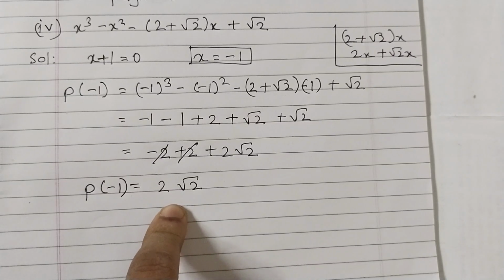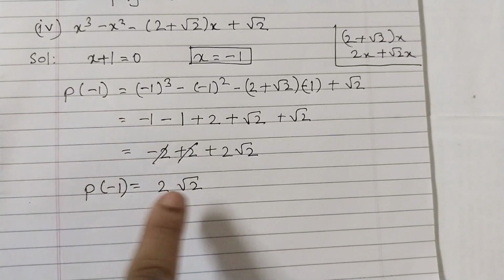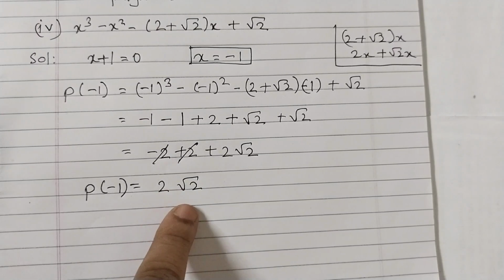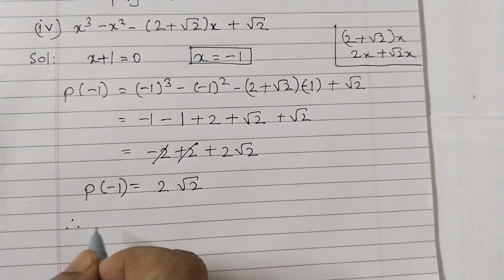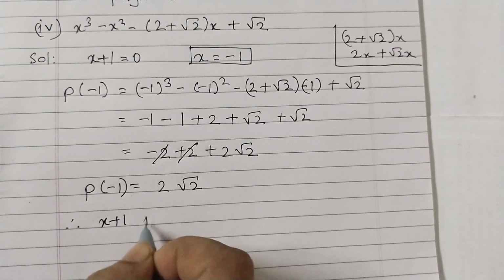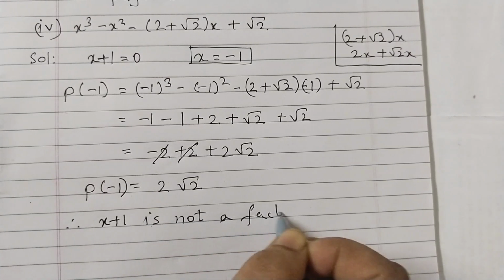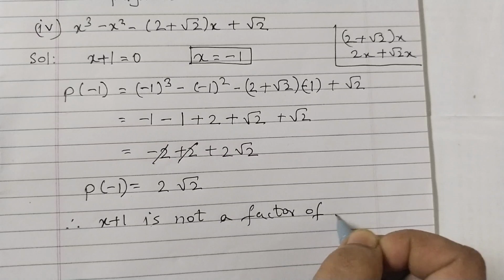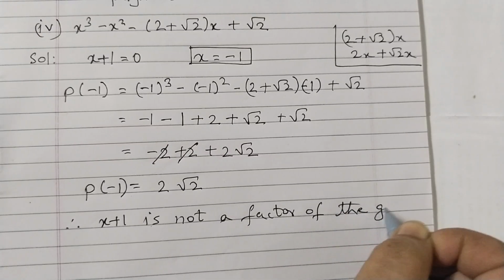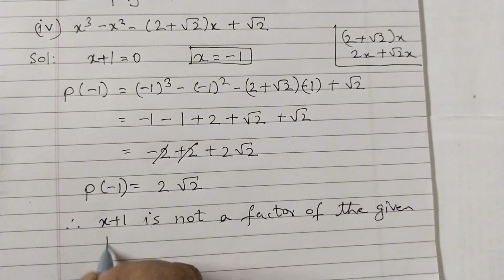We must get a 0 to prove that this is a factor. We are not getting a 0 here. We are getting 2 root 2. Therefore, x plus 1 is not a factor of the given polynomial.